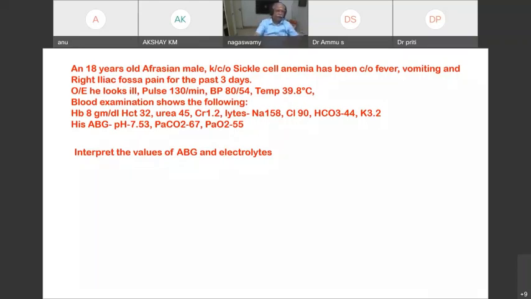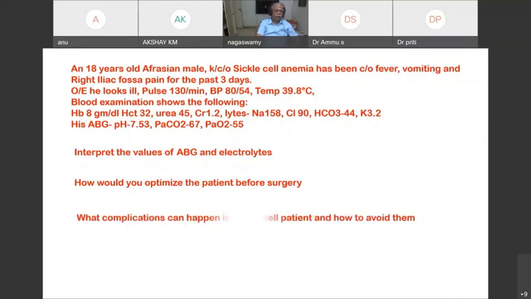So the patient is in metabolic alkalosis with compensatory respiratory acidosis with hypoxemia, with hypernatremia, and is probably dehydrated. So you have to hydrate the patient well before surgery.